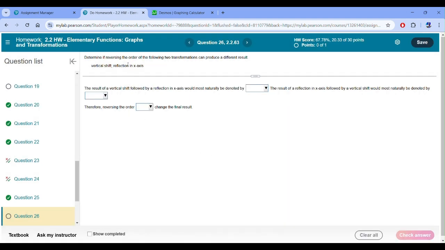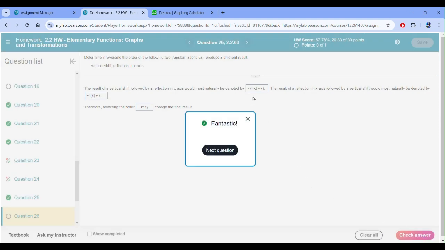Cool. So now a reflection over the x-axis and a vertical shift. If it's a vertical shift followed by a reflection, it would be this one, and then the other one would be, when it's distributed, that one. It may change the final result, because this one you're adding it, and then that one you're doing the addition after.